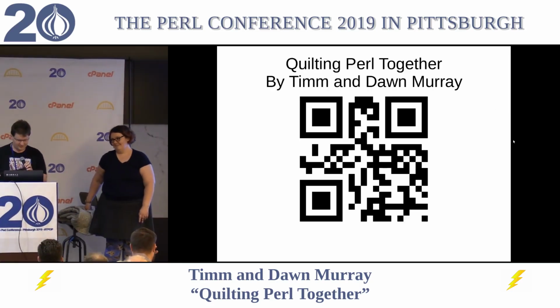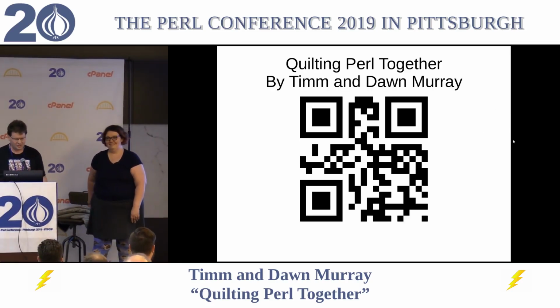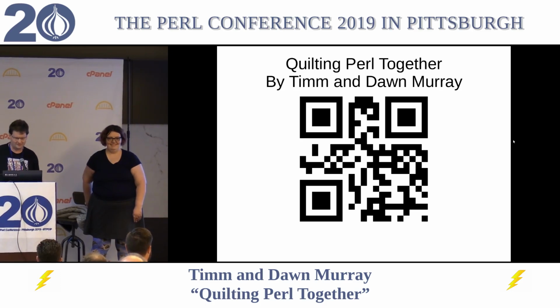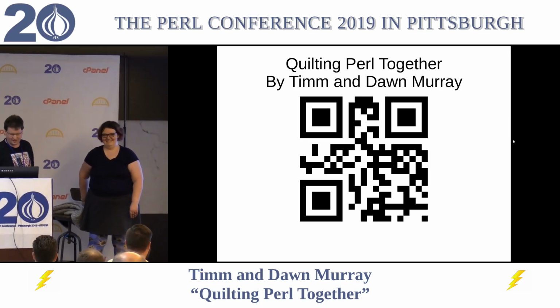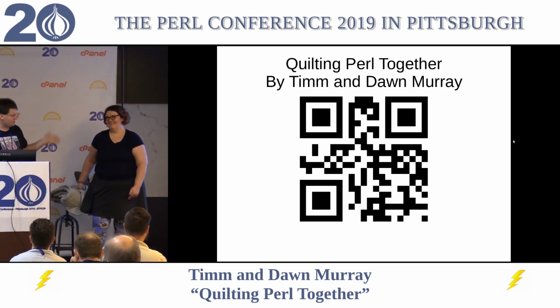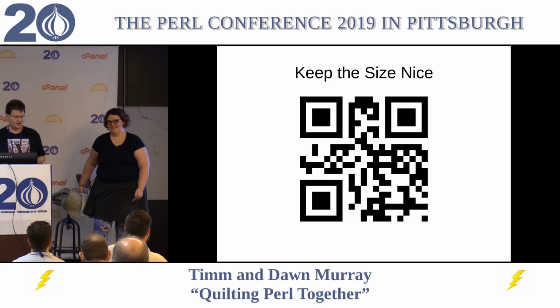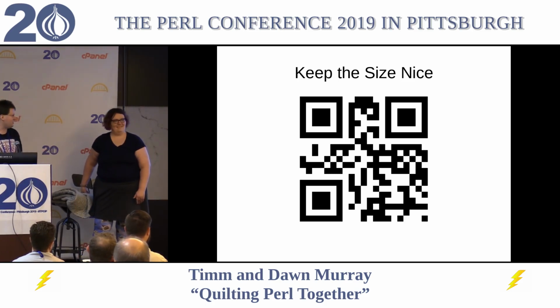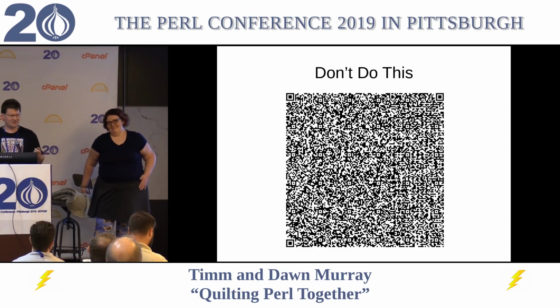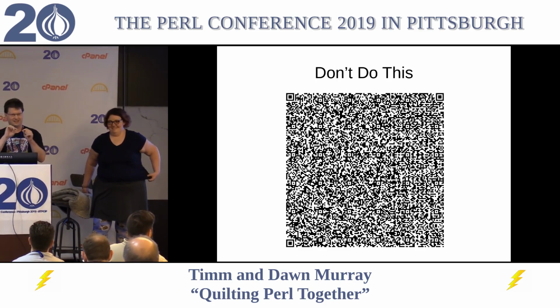Okay, so this is maybe a new niche that Perl can get into. It's making quilts. So this started just as making a QR code out of a quilt, and it's kind of important to keep the size nice here. So this one, it just says quilt. And you don't want too long of a message because you'll do this, and each of those little blocks of color is going to be another piece of fabric that has to be stitched together.